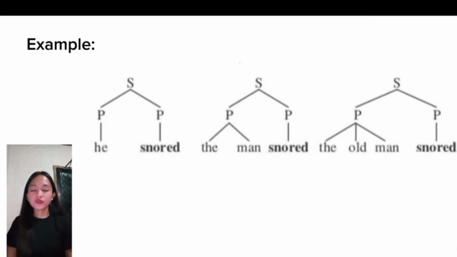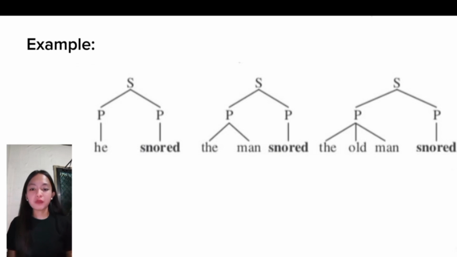The example shows three variations of sentences that contain the verb snored. He snored, the man snored, the old man snored. Notice that the linear position of the verb snored changes in each sentence. However, its structural position remains constant.